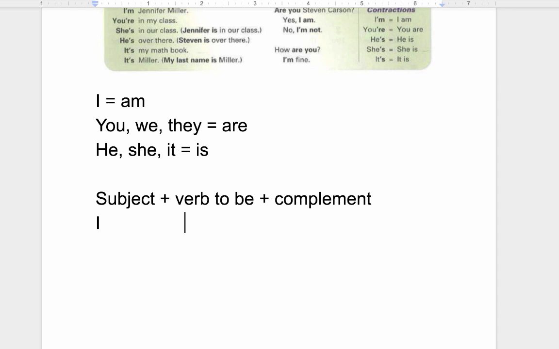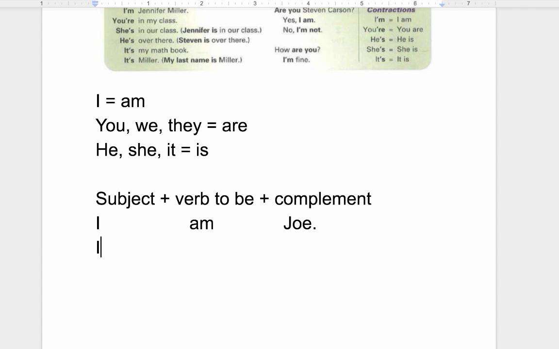And as we saw here, the verb to be to use whenever we use the pronoun or the subject I will be am. I am. And the complement is just other words that are used. So for example, I am Joe. So we got a subject, the verb to be, and then some kind of complement.